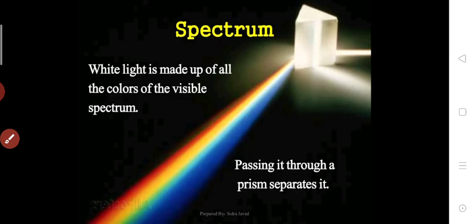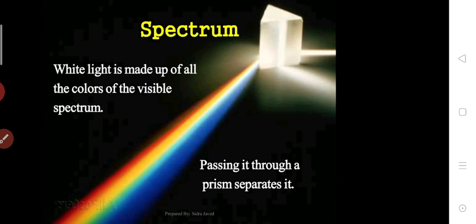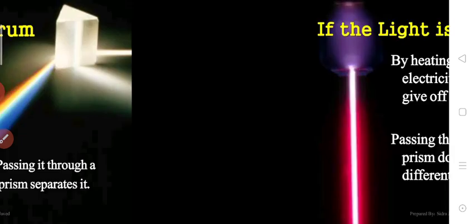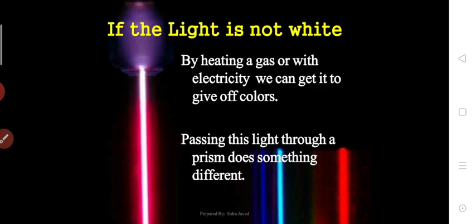So basically we all know that white light is made up of 7 visible colors, the visible spectrum, and if you pass that white light through a prism, it will separate those 7 colors, and that is nothing but your spectrum. But have you ever thought, if the light passing through the prism is not white, then what happens?